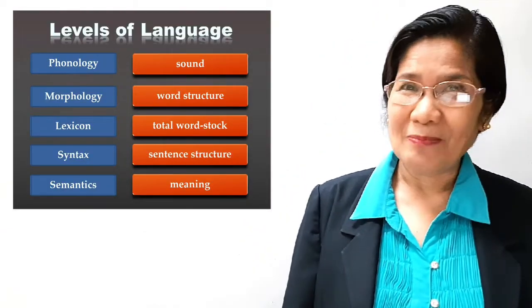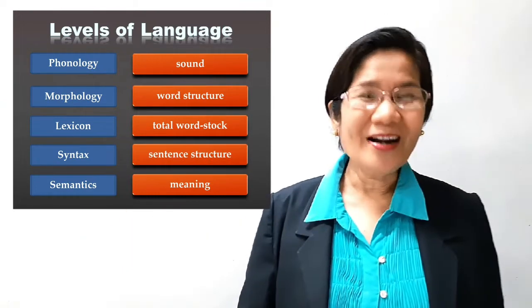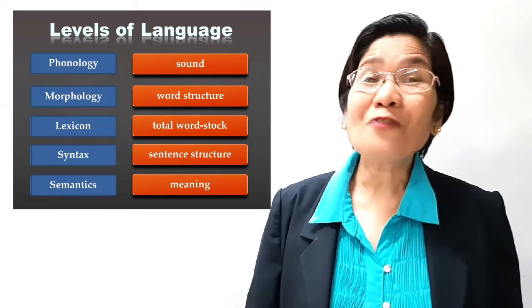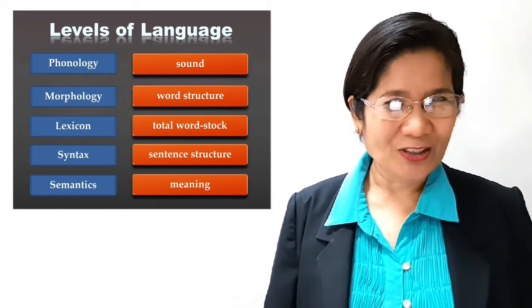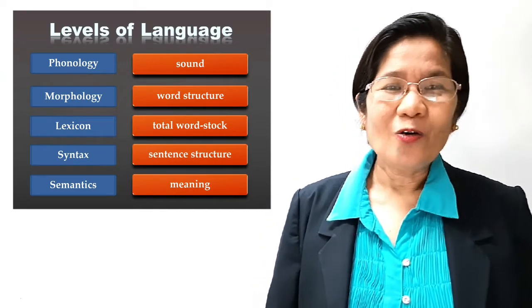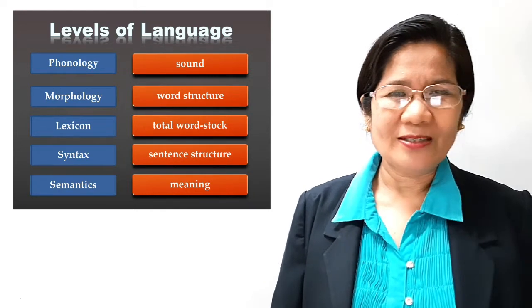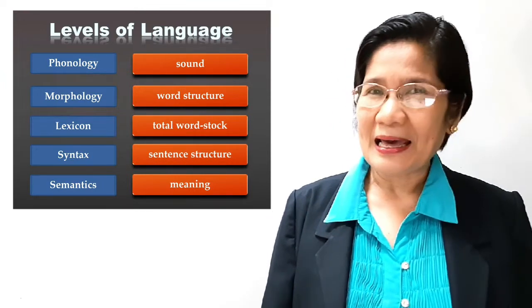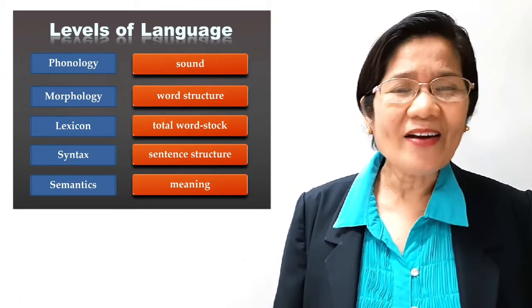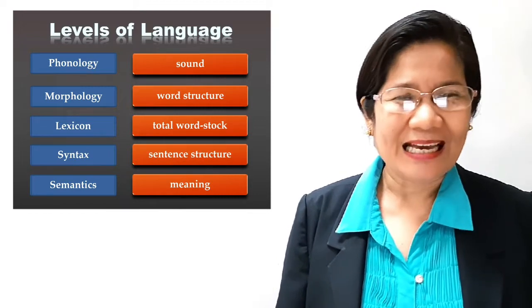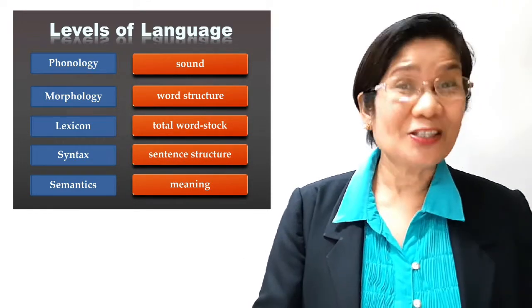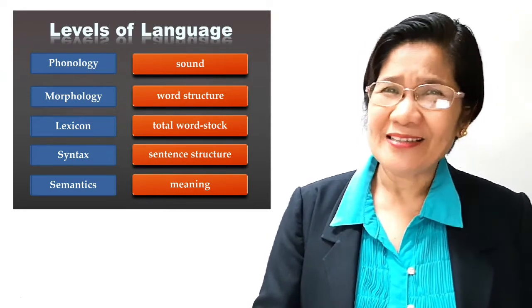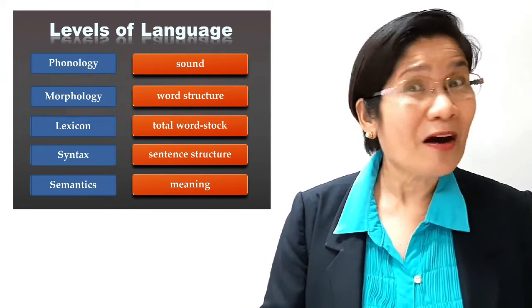Welcome to Module 1. Before we begin, let us first look at the levels of language, namely, phonology, or the study of sound; morphology, the study of word structure; lexicon, or the word stock of a language; syntax, that which deals with sentence structure; and semantics, the area of linguistics that studies meaning. For the study of discourse, we are more interested in semantics and the study of meaning.